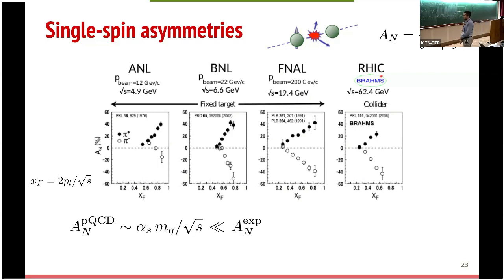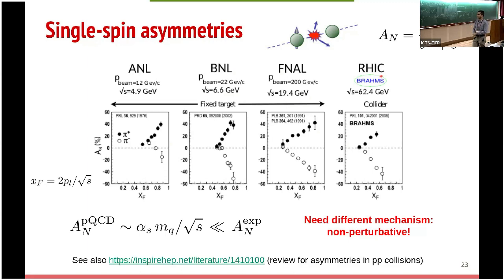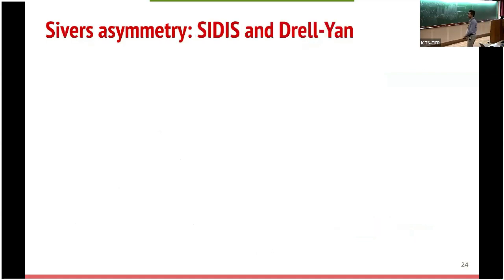So there is no way to make sense of this in perturbative QCD, because if you calculate this observable in perturbative QCD collinear factorization, without knowing about non-perturbative transverse momentum effects, you only get something proportional to alpha strong times the mass of the quark, so two small things, divided by another big thing, which is the square root of S. So this is tiny, and it's much, much smaller than what you observed experimentally. So here you really need a different mechanism, something which is non-perturbative, and it's related to orbital angular momentum or transverse momentum in general. So I invite you to check this review, which is pretty nice. It's from 2015, so it's not super recent, but it has a nice overview of this kind of asymmetries in proton-proton collisions.